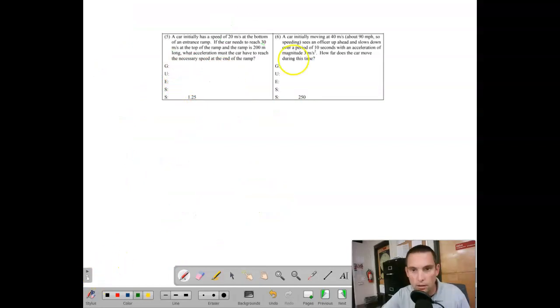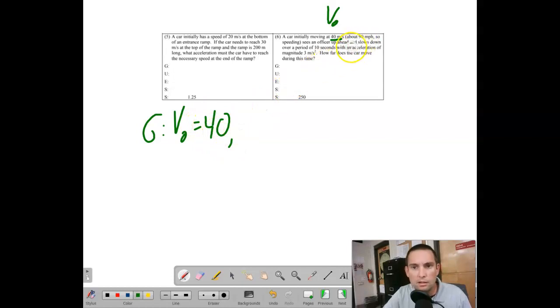Let me clean this up. A car initially moving at 40 meters per second, about 90 miles an hour. So they're speeding. 40 meters per second, initially moving, so there it is again. Initial velocity equals 40 meters per second. It sees an officer up ahead and slows down, which will avoid the ticket. It slows down over a period of 10 seconds with an acceleration of magnitude 3 meters per second squared. How far does the car move during this time?